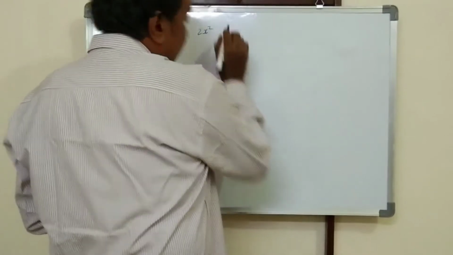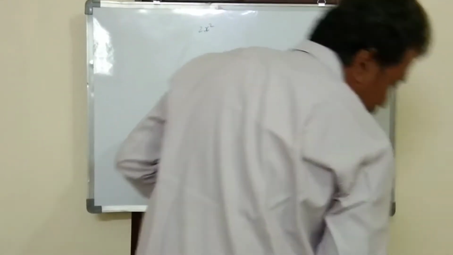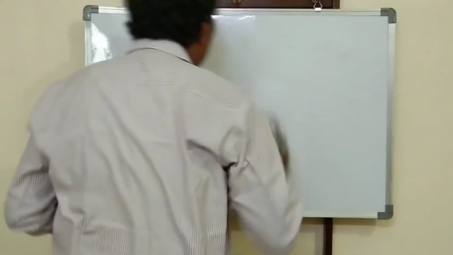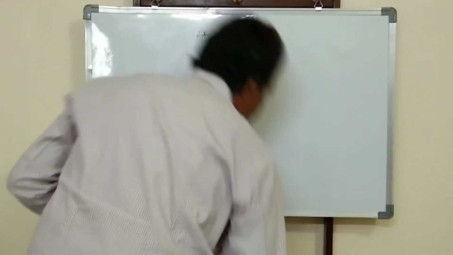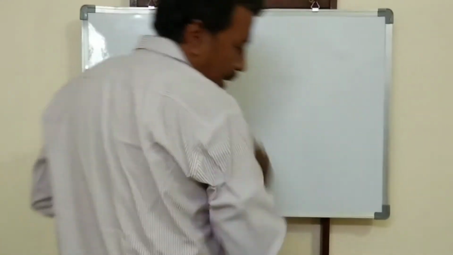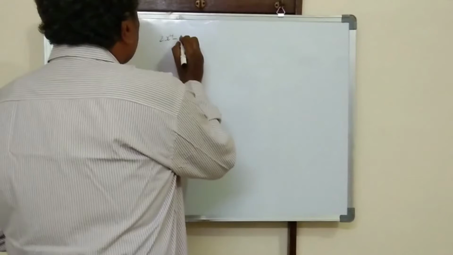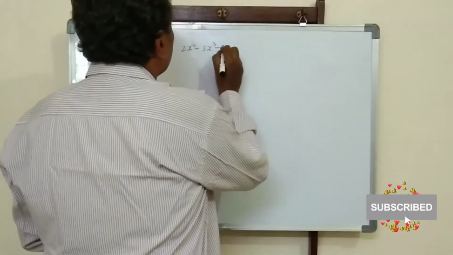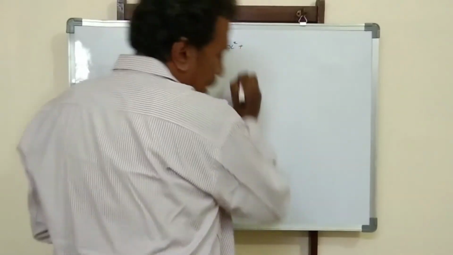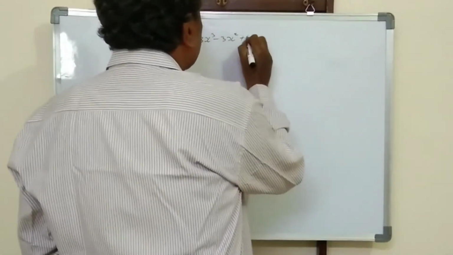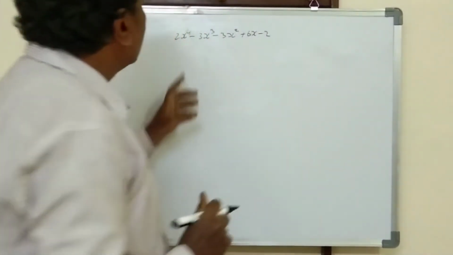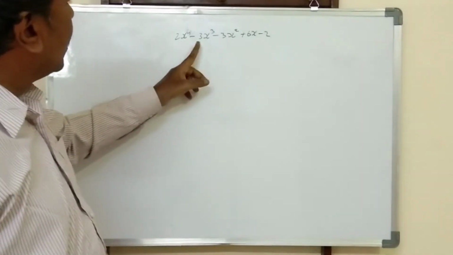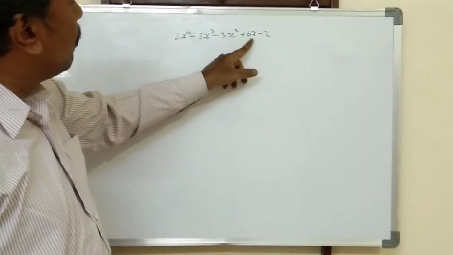2x power 4 minus 3x cube minus 3x square plus 6x minus 2. So this is a polynomial containing how many terms? 1, 2, 3, 4, 5.